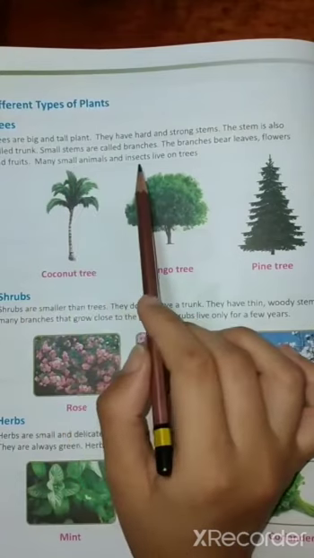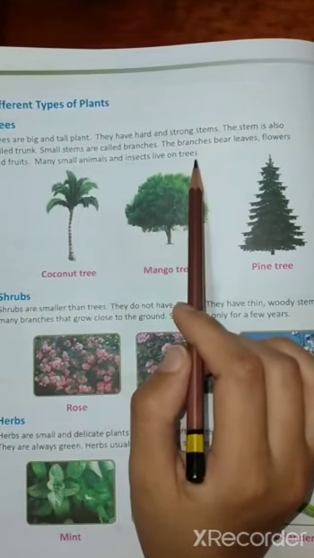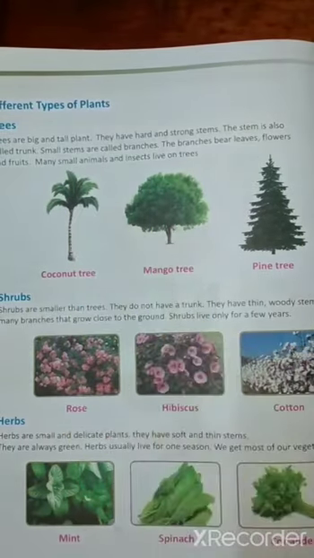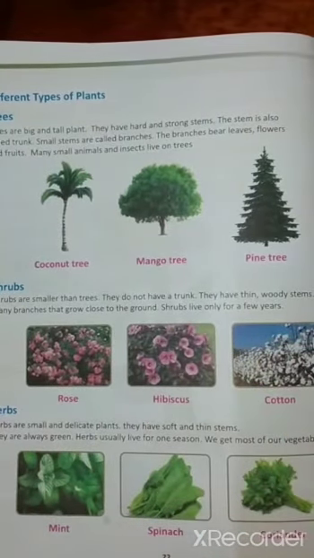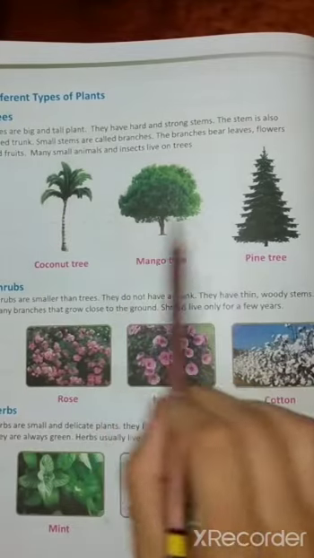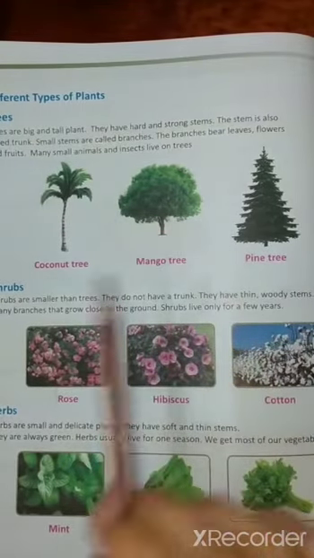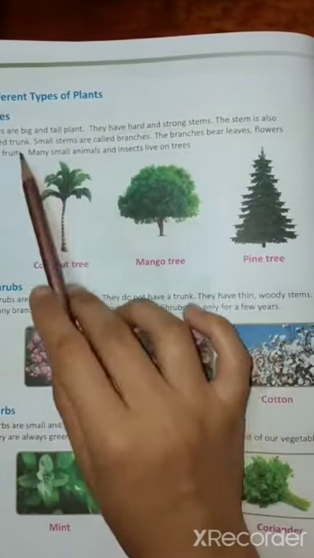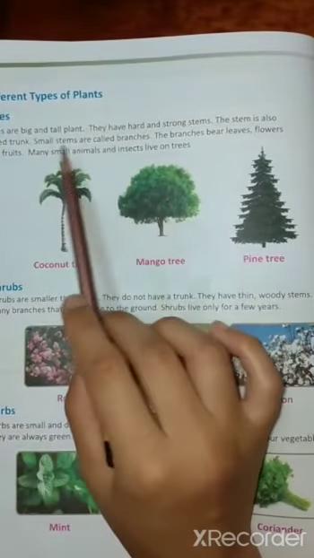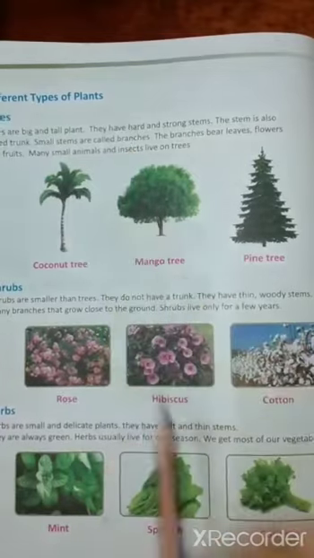Many small animals and insects live on a tree. As you can see, the birds are living on the trees, na, तो बहुत से ऐसे animals और insects, छोटे छोटे कीड़े होते हैं जो इन trees पे रहते हैं. So the big branches are called the trunk, and the small stems are called the branches.